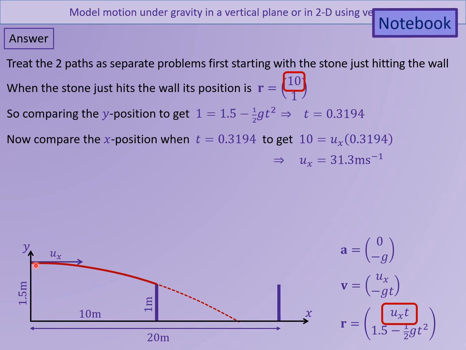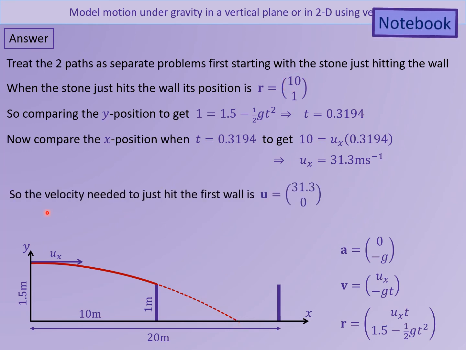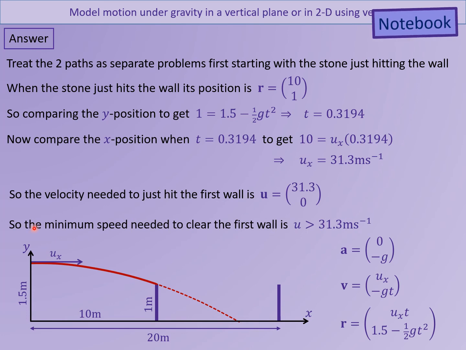Okay, so that's the minimum speed it has to travel to just clear that wall. Okay, so let's make a note of that. So it just clears the wall if it goes 31.3 across, 0 up and down, of course. So I can make a note of that. Its minimum speed that it needs to be taken off with is 31.3.